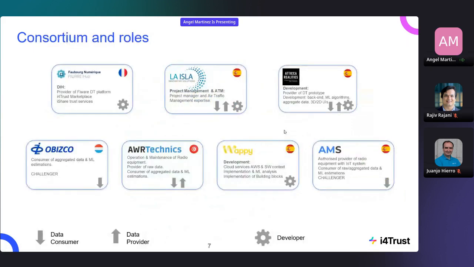So the consortium: LISLA is the project management and the ATM expert, so designer of the whole, let's say, business view. We have Faubourg Numérique, which is the DIH based in France.